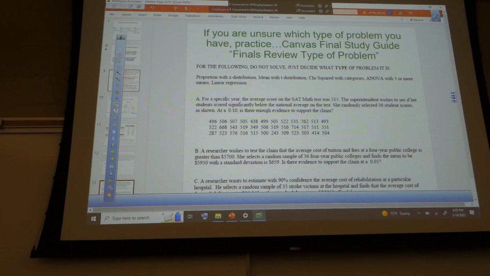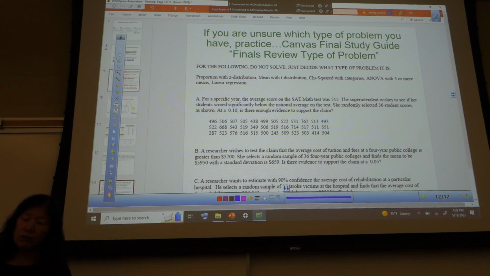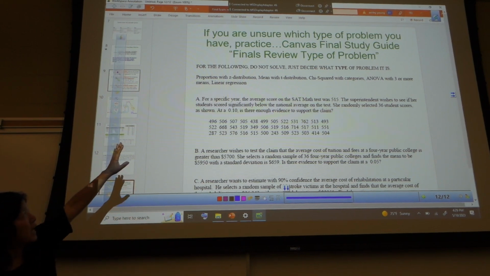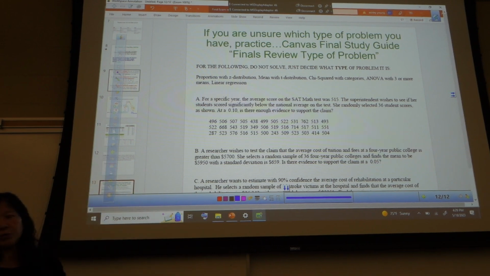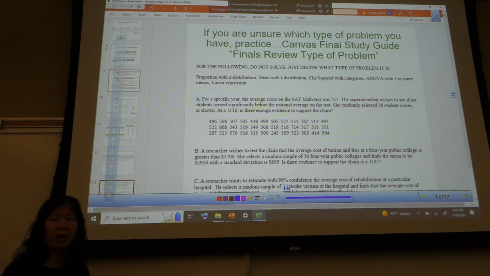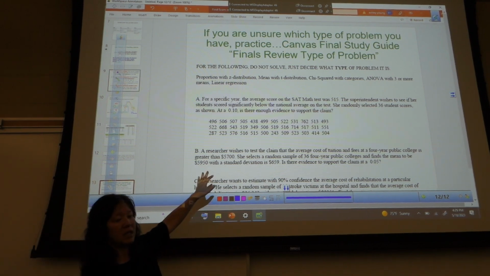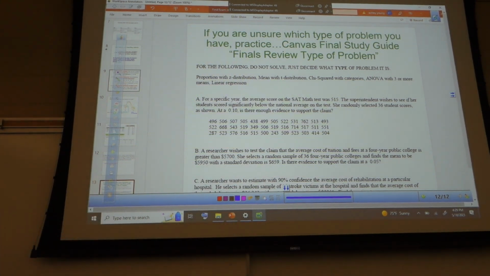Like I said, we spent a lot of time last class talking about how to tell which kind of problem you have. If you are still not sure you have that down, I did a whole review type of problem. All problems from chapters 7, 8, 9, 10, and 11, all mixed in there. So you get some practice with it. It's in Canvas under Study Guides for Module 4.